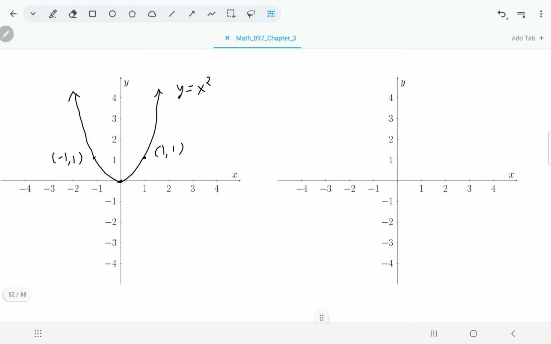Now for our transformed version, y equals x minus 1 whole thing squared. We're shifting that to the right by 1, so we're adding 1 to all of our x values. So instead of 1, 1, we'll have 2, 1. Instead of 0, 0, we'll have 1, 0. And instead of negative 1, 1, we'll have 0, 1.